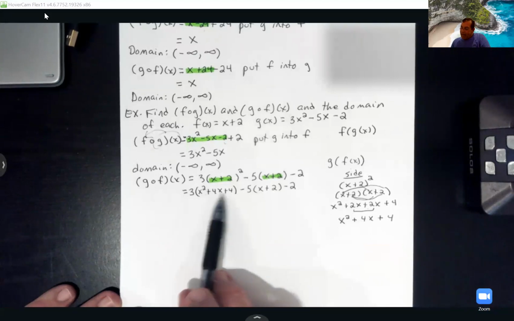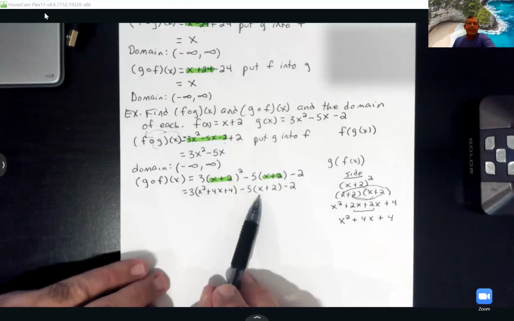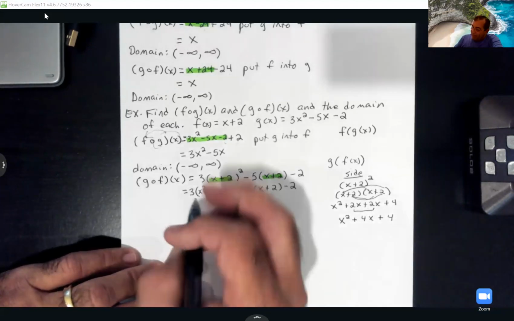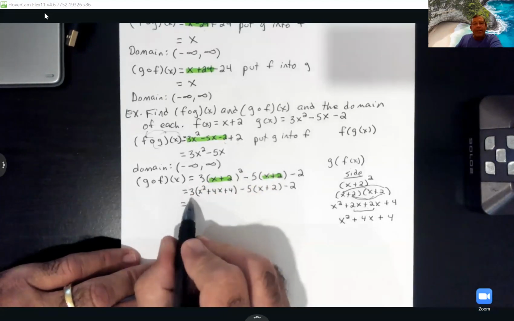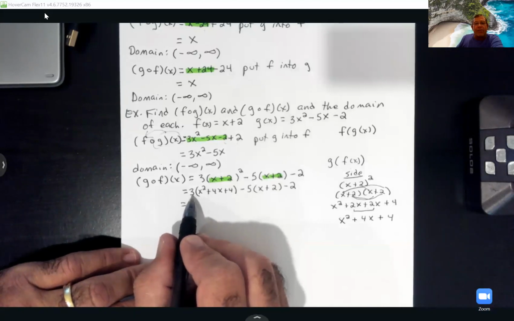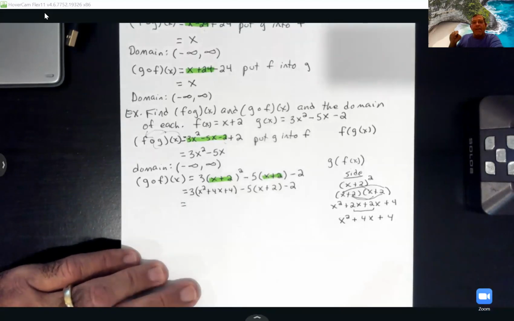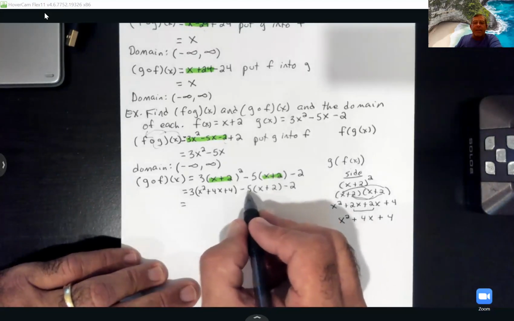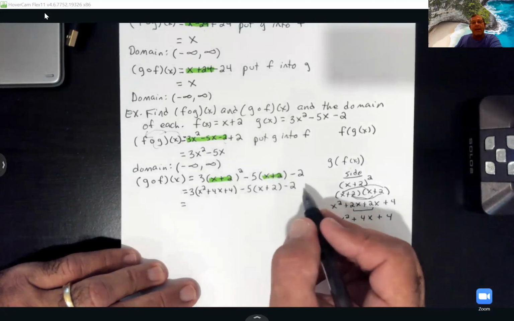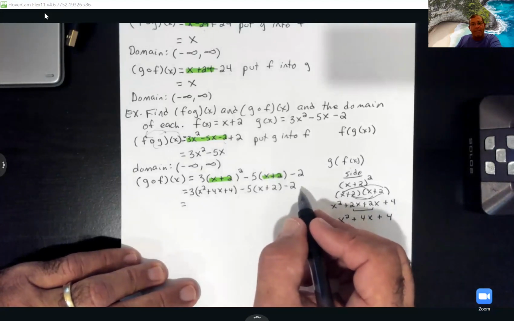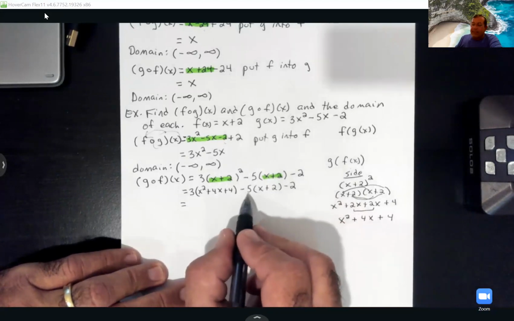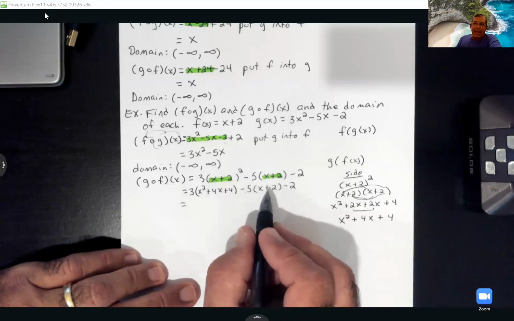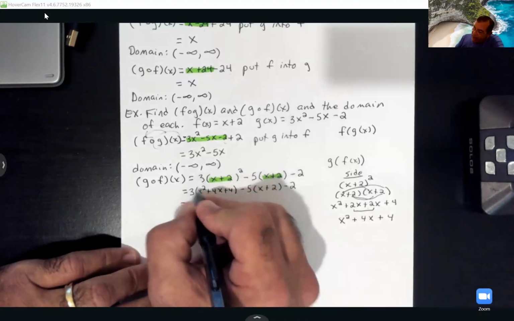So now, cannot do nothing inside the parentheses still. So we need to distribute. We need to distribute a positive 3 through the first parentheses. Then we need to distribute a negative 5 through the second parentheses. And then we'll bring down that negative 2. So remember, since this 5 has a negative in front of it, we do have to distribute the negative. So y'all, let's try this.